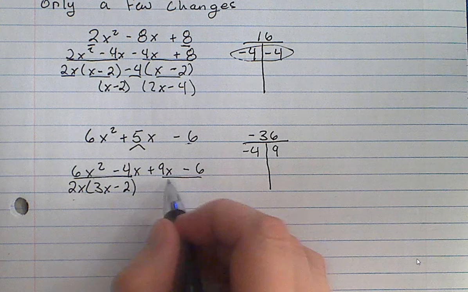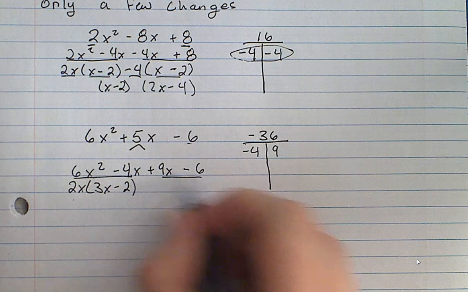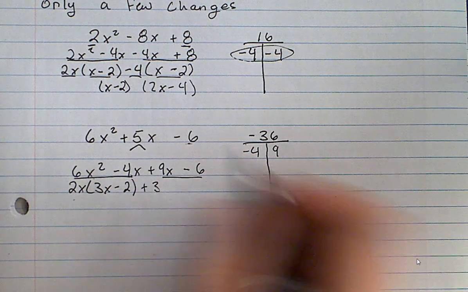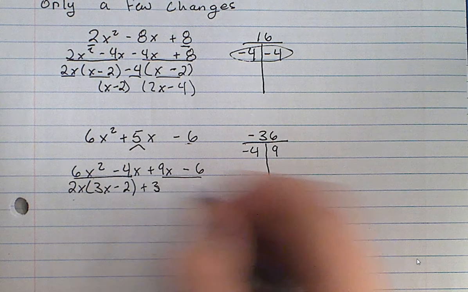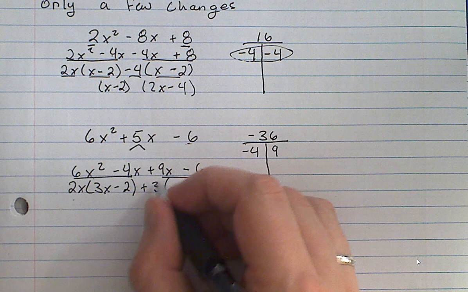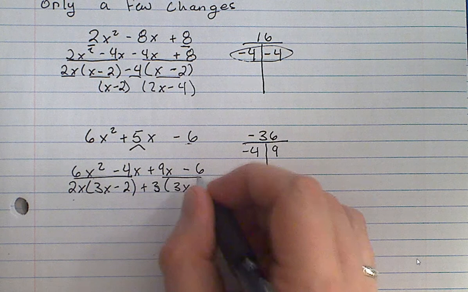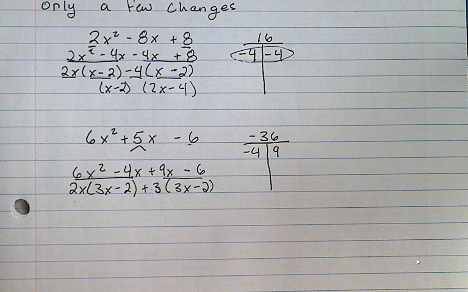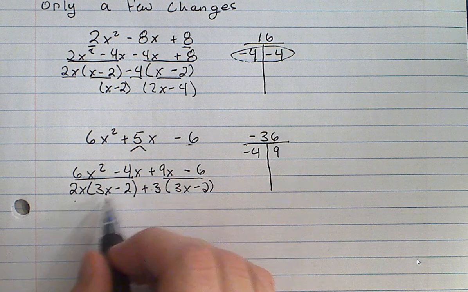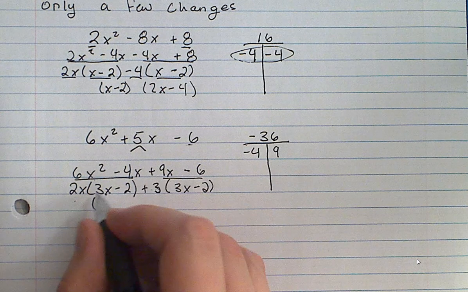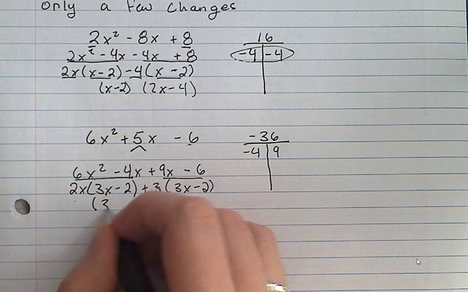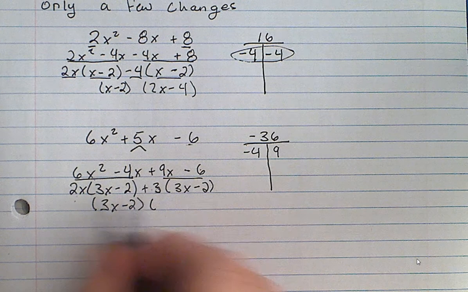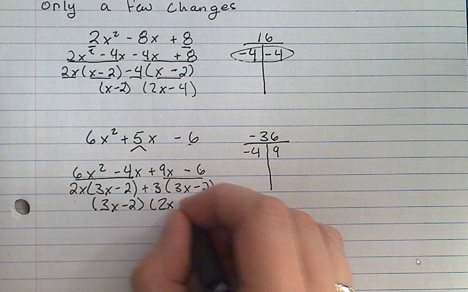9x minus 6, what goes into both 9 and 6? 3. So I'm going to put plus 3. And then they don't both have an x, so it's just the plus 3. It's going to be 3x over here. So 9x divided by 3 is 3x, and then minus 6 divided by 3 is minus 2. Now since these two both are the same things in parentheses, you're going to do one set of parentheses with what's inside, 3x minus 2, and one set of parentheses with what's outside, 2x plus 3.